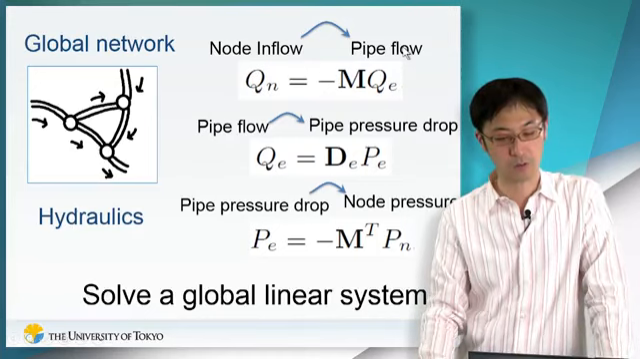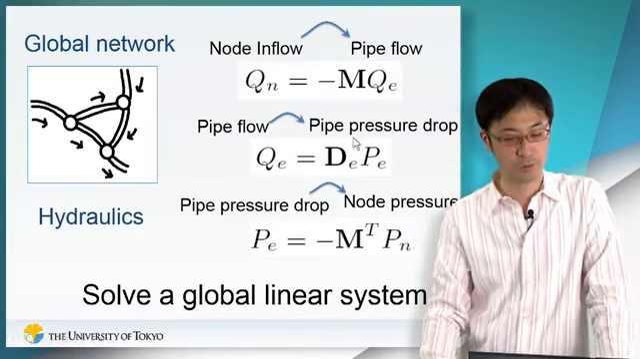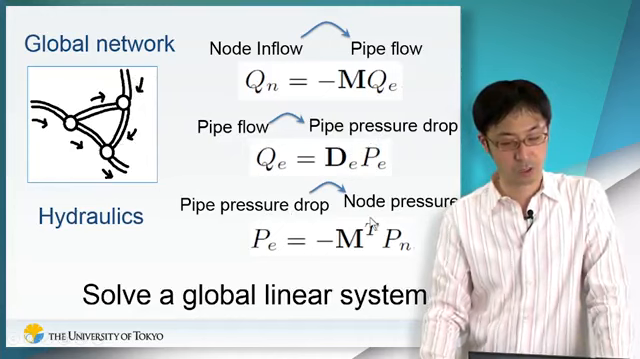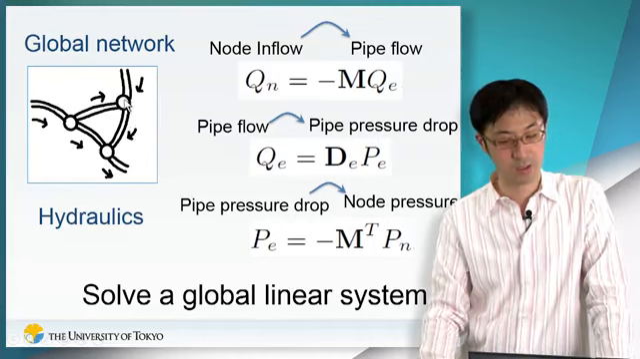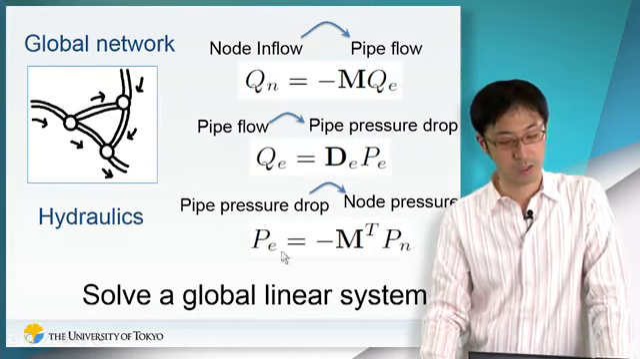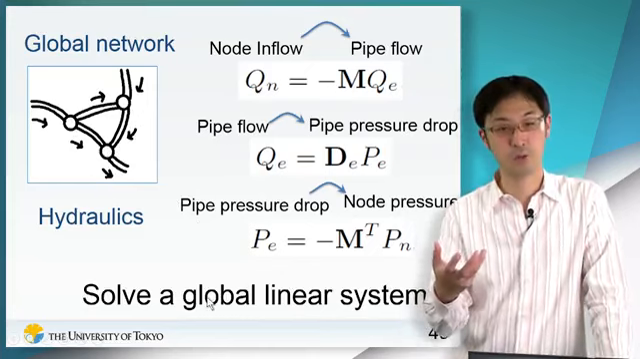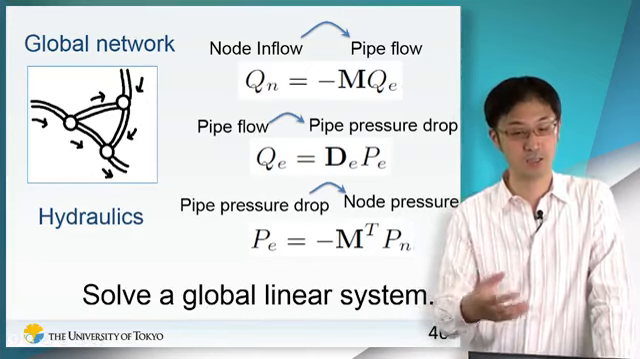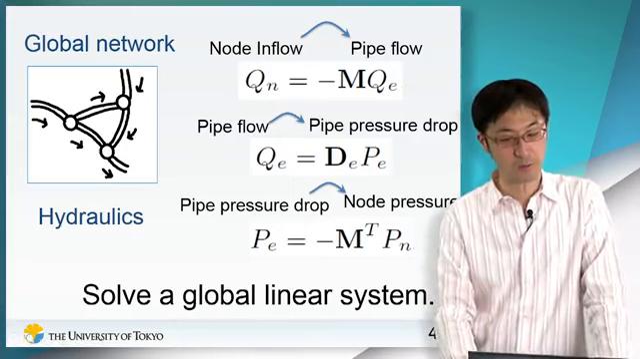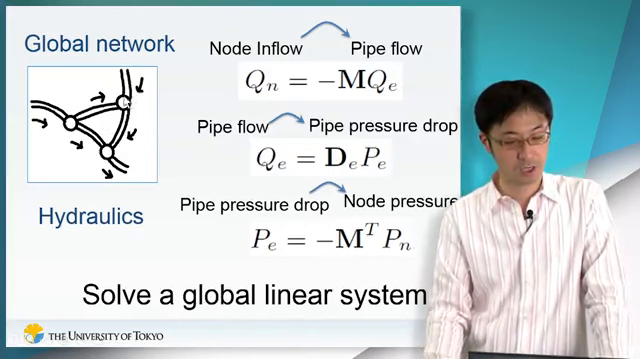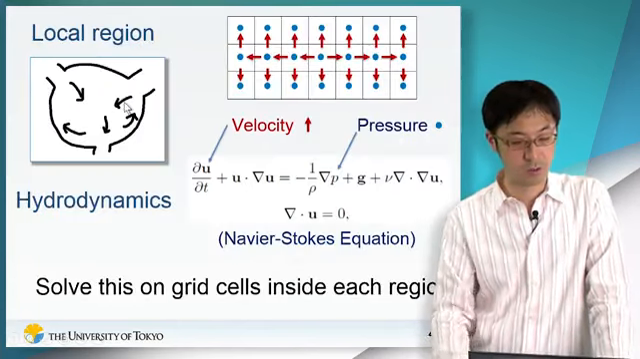And after pipe flow, we can compute a pressure drop at each pipe. And then from the pipe pressure drop, we can compute a node pressure inside each node. And you can get all this information by solving a linear global system once. It's very fast and very efficient. And after computing node pressure and pipe flow, we now switch to the regional details.